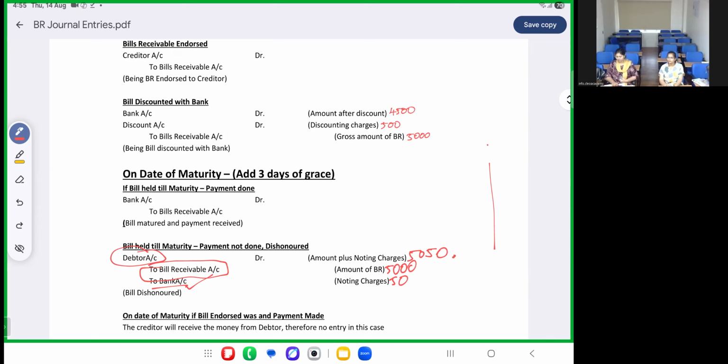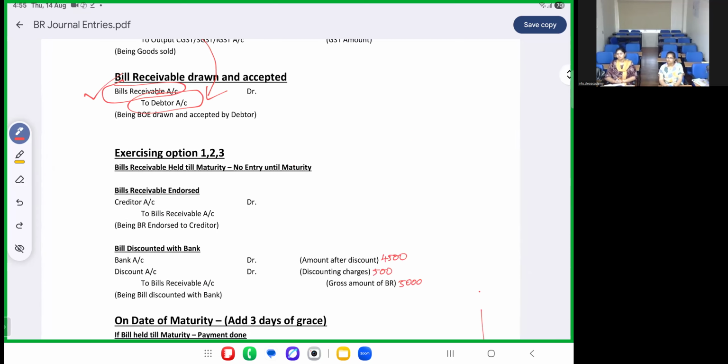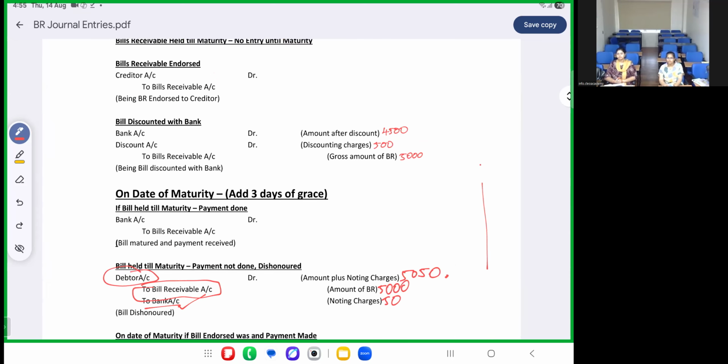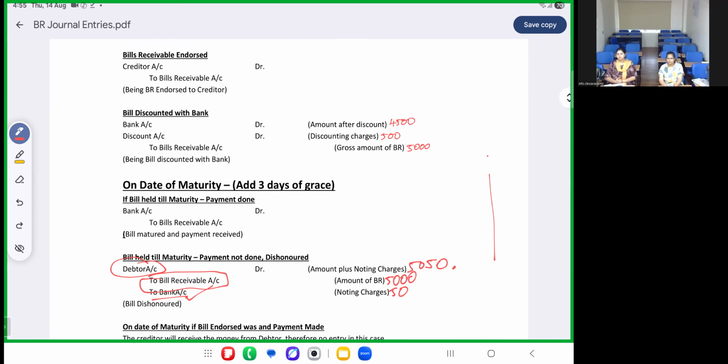This is the case when we held the bill till maturity. We didn't endorse it, we didn't discount it. If the payment is received, it is bank to bills receivable, a simple entry. If the payment was not received, it is the dishonor entry. What is the bill drawn entry? Bills receivable to debtor. The dishonor entry is debtor to bills receivable. Understood?